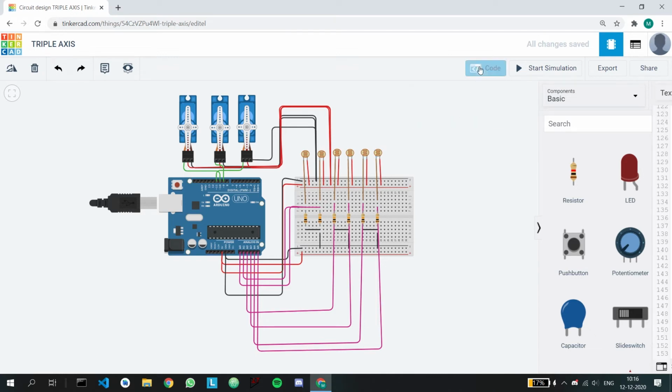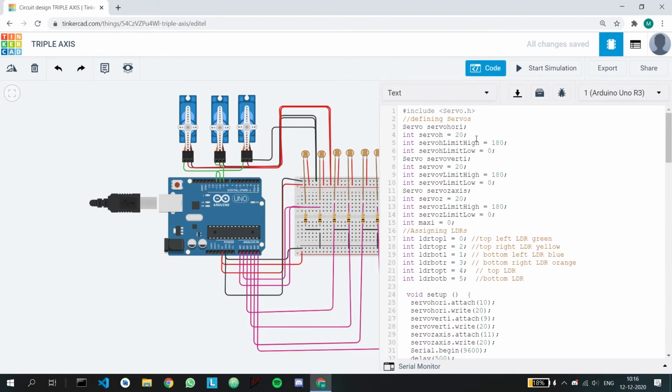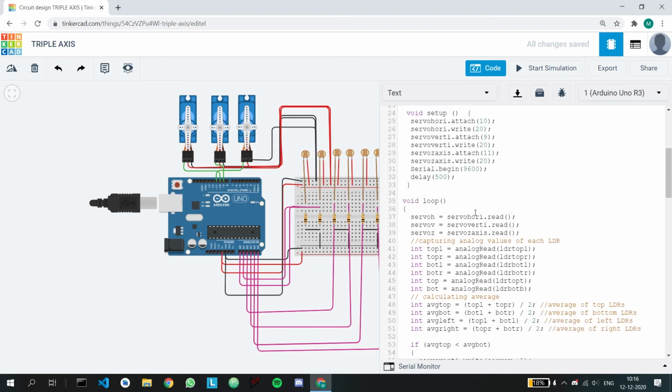Coming to the code, here first we are defining servo motors and assigning maximum and minimum values to servo motors, that is 0 and 180. Here we are assigning analog pins to LDRs. Coming to setup part, we are assigning digital pins to servo motors 9, 10, 11, and initializing all 3 servo motors to 20 degrees.